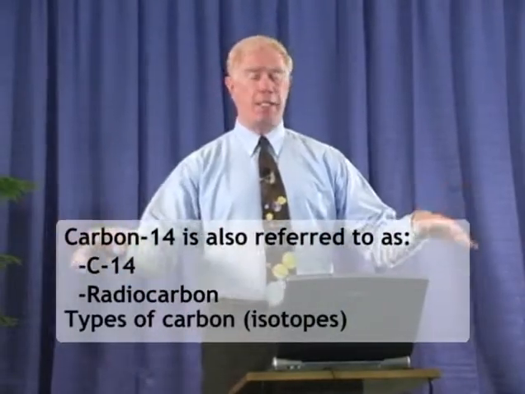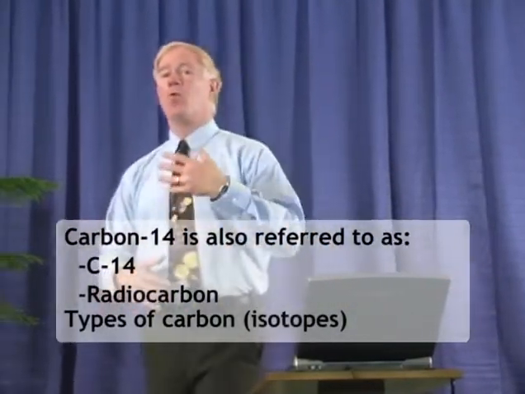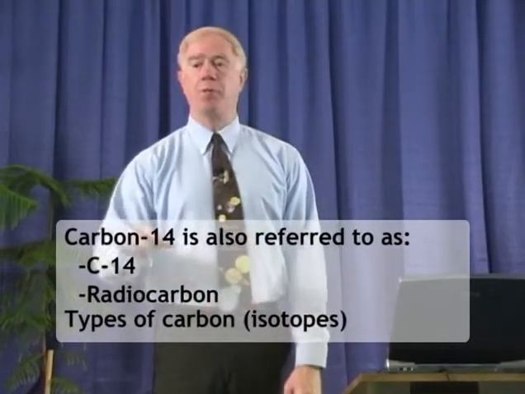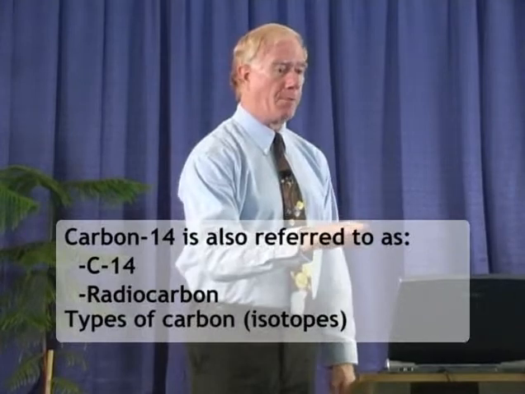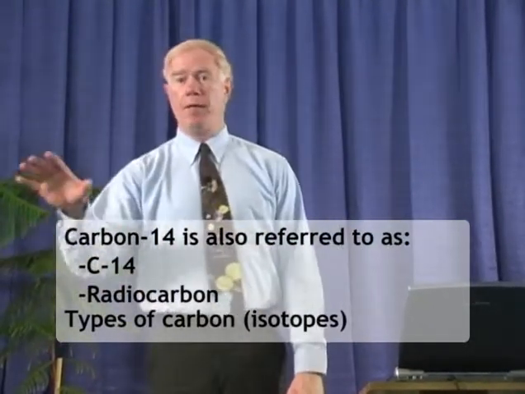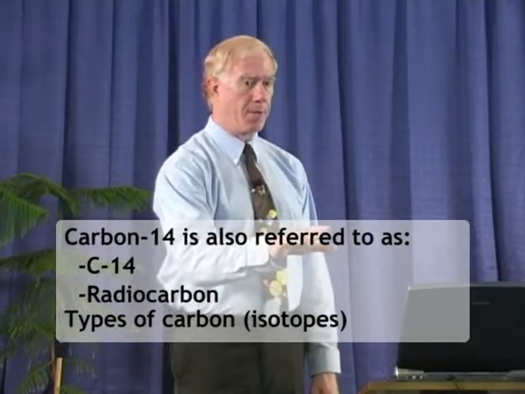Now, that helps us understand what we mean by carbon, which is going to be one of our components of this talk, carbon-14. So what is carbon? Well, carbon is a lot of times referred to as C14 and sometimes as radiocarbon, like radioactive carbon. Now, there's many different types of carbon atoms. We refer to them as isotopes. We have carbon 9, 10, 11, 12, 13, 14, 15, and 16. Now, what distinguishes these different types of carbon?